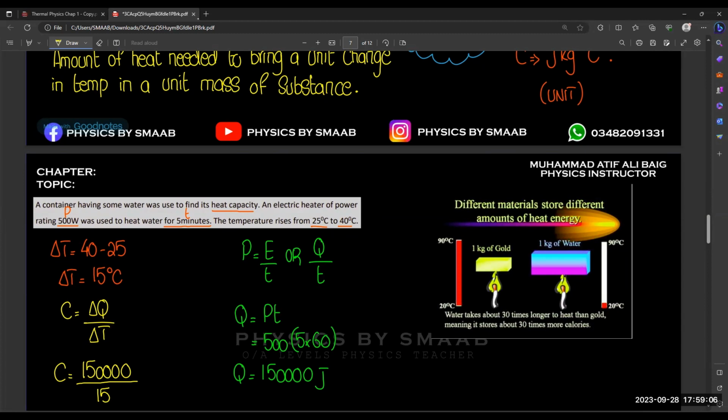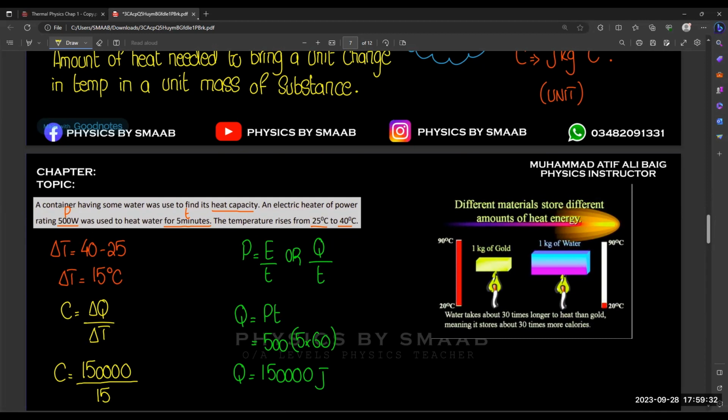But sir, why does it say calories? Basically, this is just a random picture to show you the difference between different materials, right? So just ignore that word calories, or you can say 30 times more amount of energy, right? Because calories is not our SI unit. That is only for reference, right?